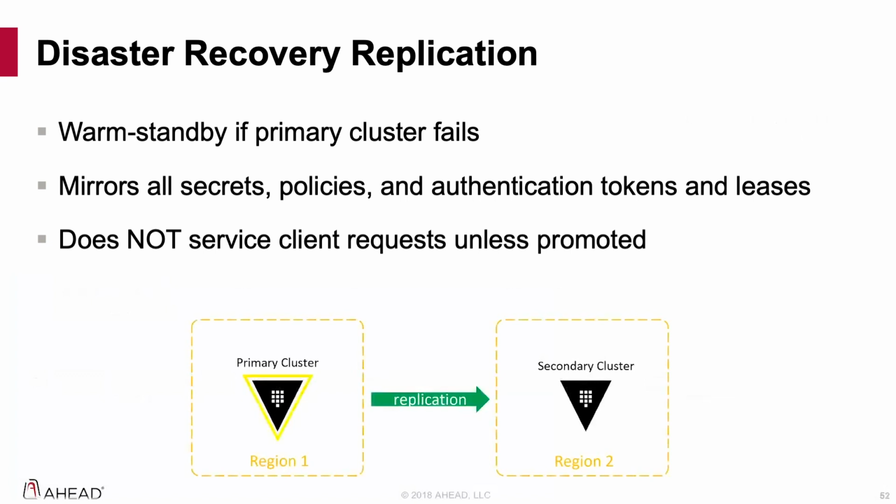So if I'm getting tokens or a dynamic AWS cred or something like that from the primary cluster, that will actually be replicated to the second cluster. Just know that a disaster recovery cluster, the one on the right in this example, does not service any client requests at all. You can't read from it, you can't write to it. It's only a warm standby. In the example here, for read and write, the primary cluster will service that, the secondary will not. So you want to go to the primary.